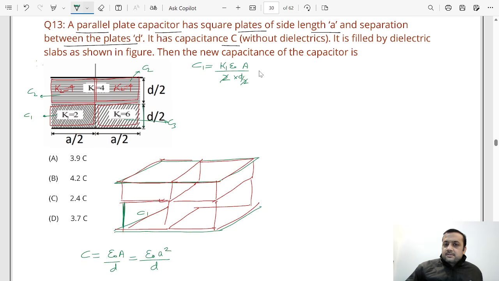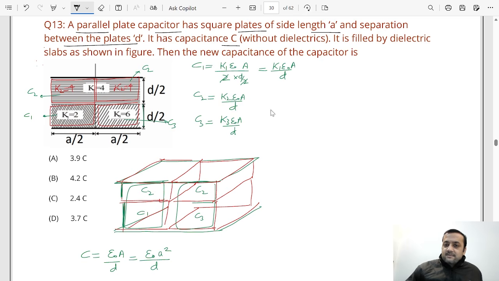So this becomes K1 epsilon naught A by D. Now what is the value of C2? Again C2 will similarly become, if you write area A by 2, and this thickness is D by 2, so it will become K2 epsilon naught A by D. Then what is the value of C3? With the same logic, C3 will become K3 epsilon naught A by D. Now if you see, C1 and C2 are in series, and C3 and C2 are also in series, and then these two combinations are in parallel, since they have the same potential difference.